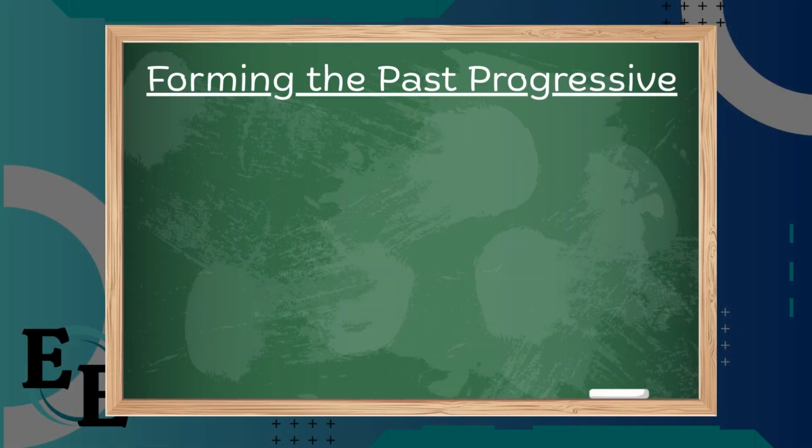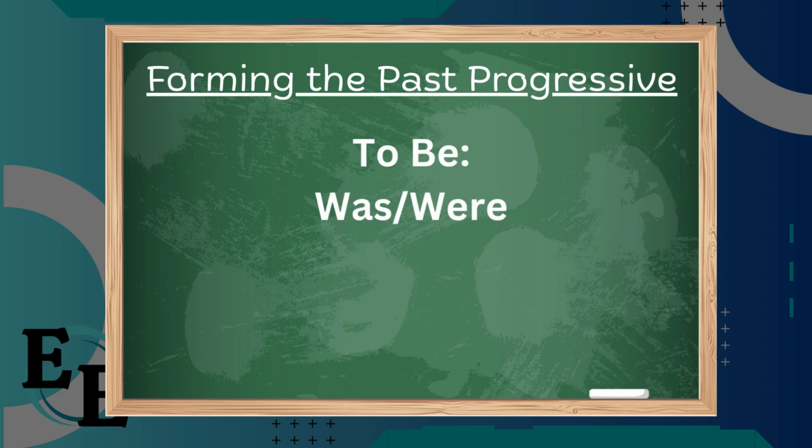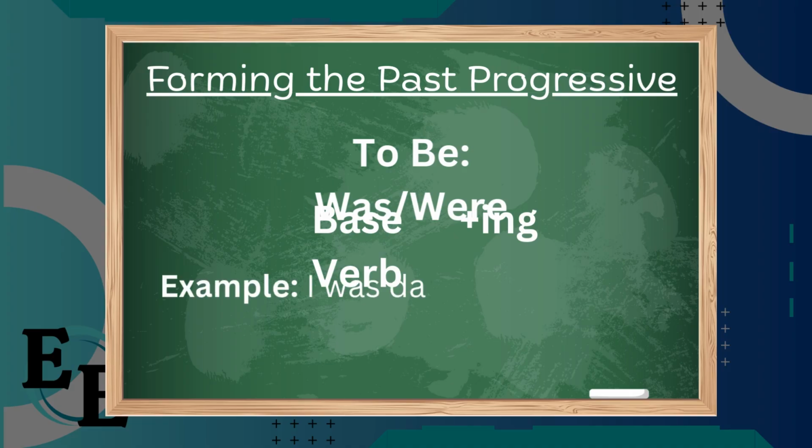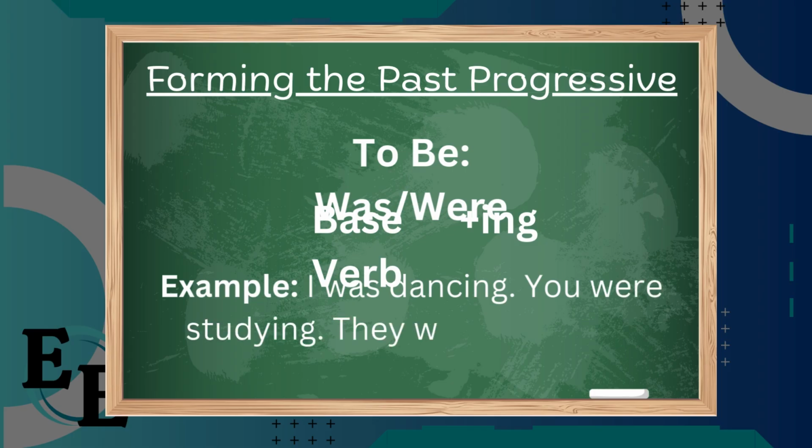Now let's talk about how we form this tense. It's actually pretty simple with two main ingredients. You have the past tense of the verb to be, so was or were. Then you have your base verb plus ing. For example, I was dancing. You were studying. They were sleeping.